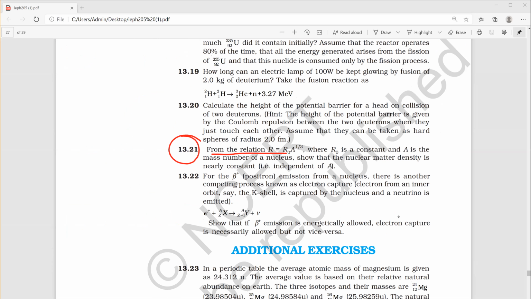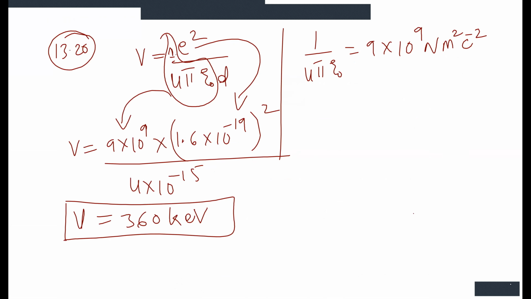From the relation R is equal to R naught A raised to 1 by 3, where R naught is a constant and A is the mass number of the nucleus, show that nuclear mass density is constant.